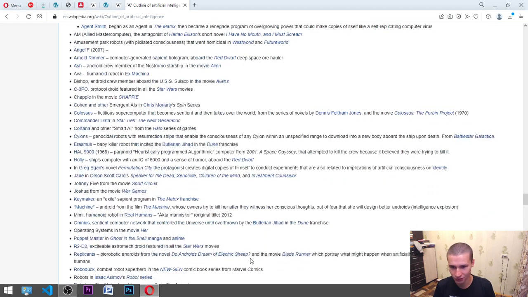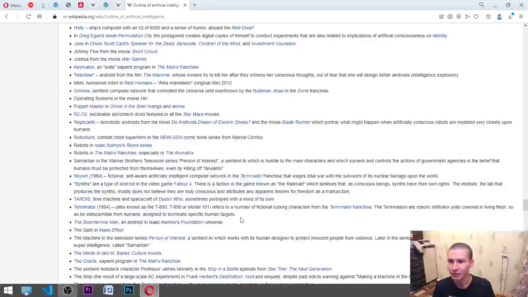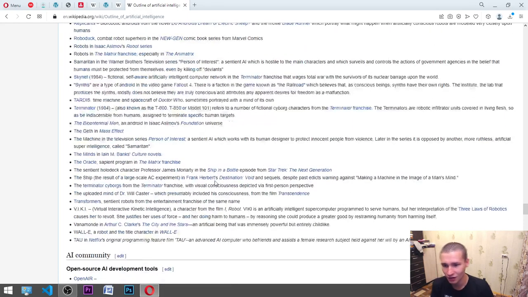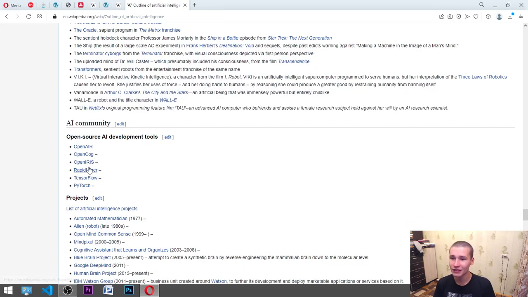So we have here Xenocyte and Jane and Keymaker, Machine, Puppet Master, Omnius, Replicants, Roboduck, and the Matrix franchise, the Animatrix. Okay, we have robots here, Transformers, and The City and the Stars. Okay, we have a lot of it. Or the Oracle, Sapient program in the Matrix franchise. Okay, there is a lot here we can find. Let's read next.